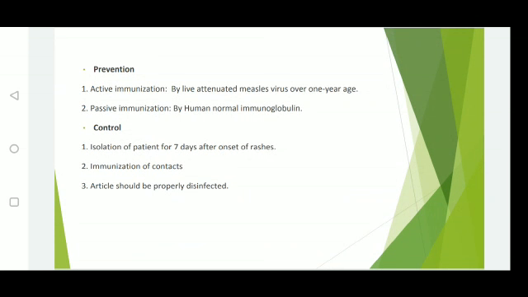How can we control measles? Once a person has measles, we should isolate the patient. Isolate the patient for 7 days after the onset of rashes. Isolation we should give first. Second, those who have had contact with the particular patient, we should immunize, making them non-infected persons.